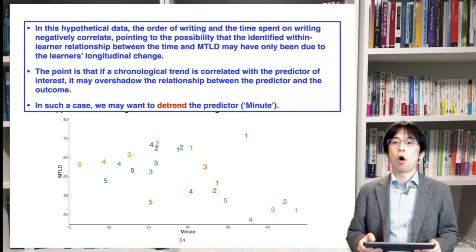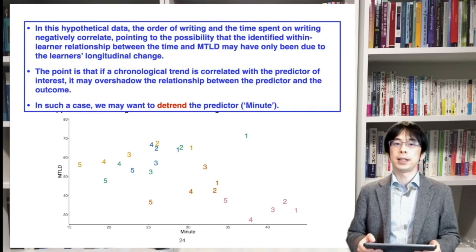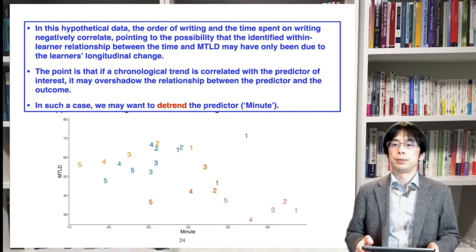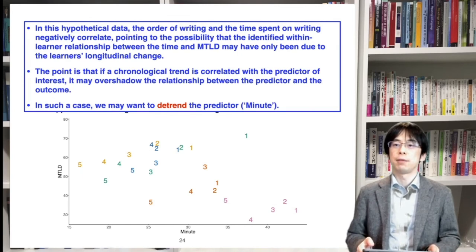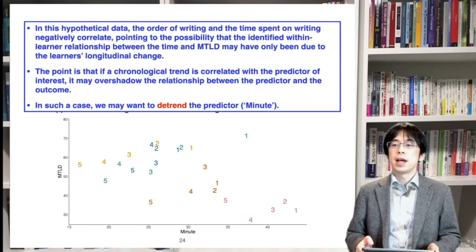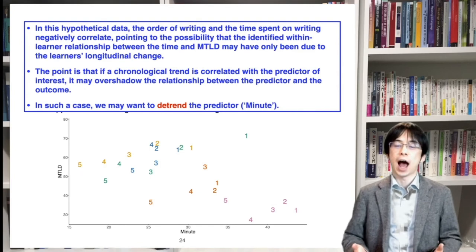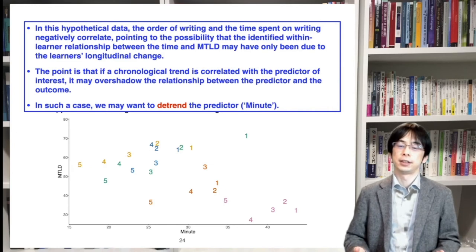Here, the order of writing and the time spent on writing are negatively correlated, pointing to the possibility that the identified within learner relationship between the time and MTLD may have only been due to the learner's longitudinal change. So for example, the learners might have gotten tired writing essays and decided to spend less time on them. And because they were tired, their essays came to be less lexically diverse.